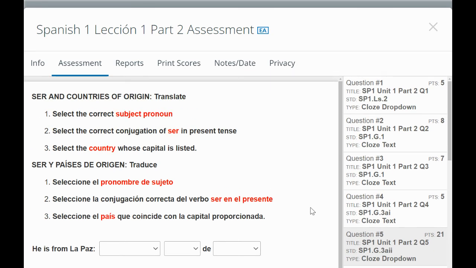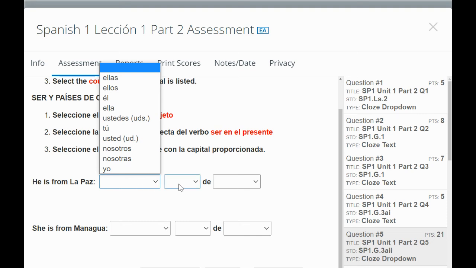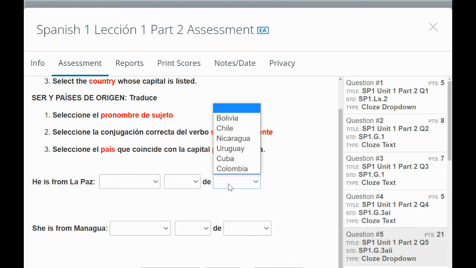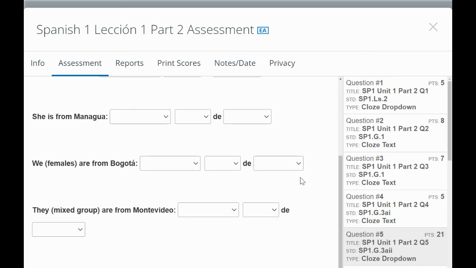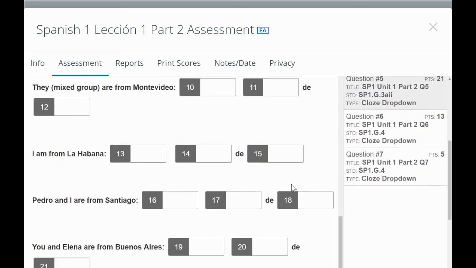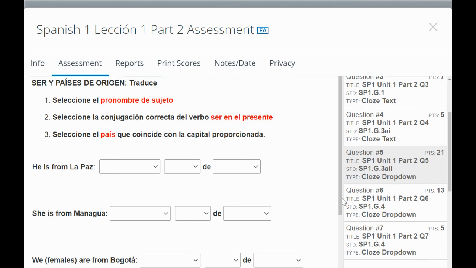Question 5. Select the correct subject pronoun. Select the correct conjugation of ser. Select the country whose capital is listed. In this case, he is from La Paz. So we know who he is. We better know the he form of ser, and then what country La Paz is in. You need to know that as well. And then Managua, Bogota, Montevideo. You get the picture. Make sure you have the correct pronoun, form of ser, and the country.